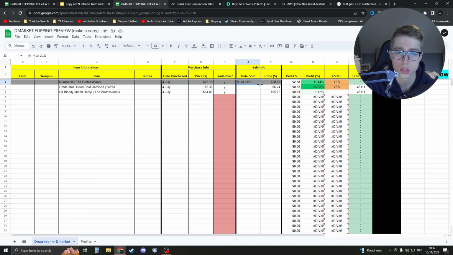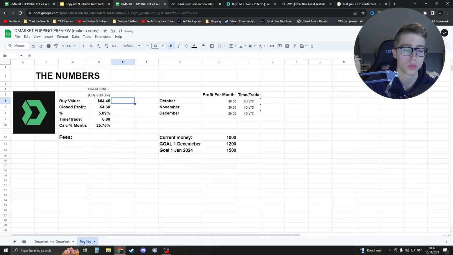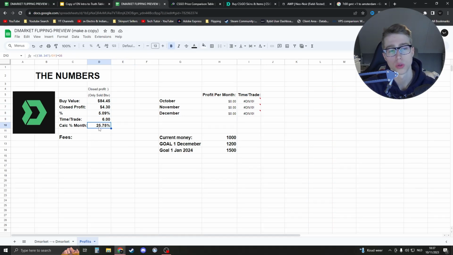I never sold the skins. So then it only counts the first one. Now I sold 3 skins and it's more. As you can see, how much percentage, time to trade, and how much would you theoretically make about a percentage per month. Basically a little bit of math, basically a little bit of spreadsheet nerd stuff. Yeah, it's cool to have.